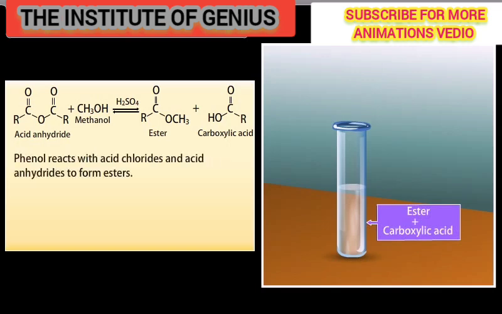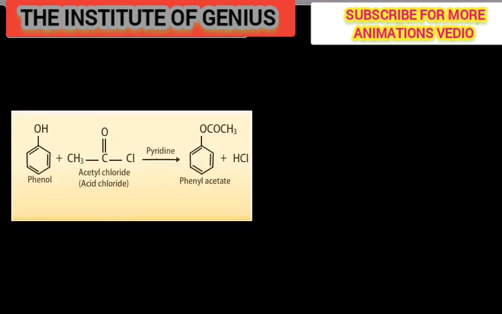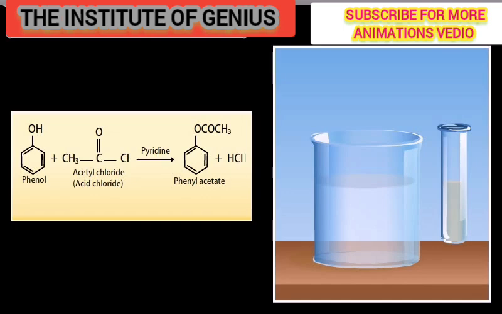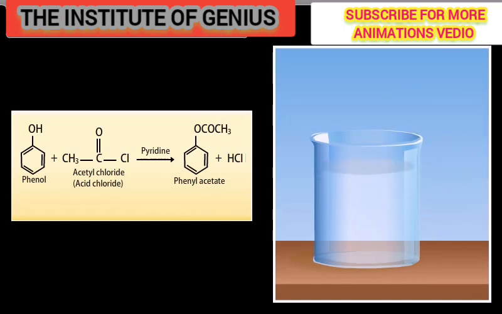Phenol reacts with acid chlorides and acid anhydrides to form esters. Phenols do not easily undergo the esterification reaction with carboxylic acids because the reaction is endothermic. Phenol reacts with acetyl chloride in the presence of pyridine to form phenyl acetate and hydrochloric acid.